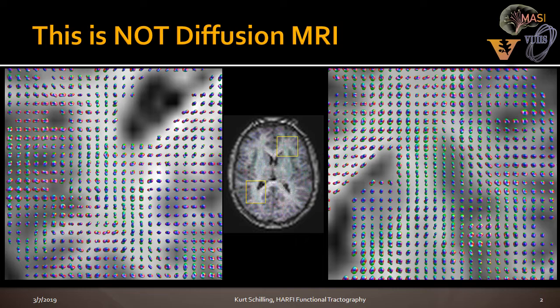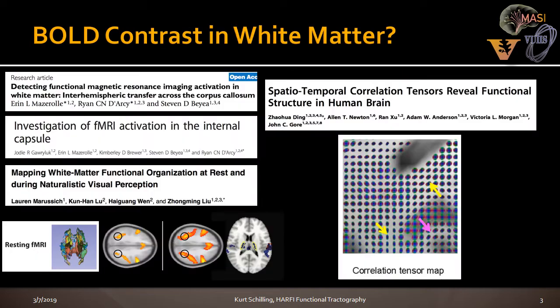So starting with this picture, this may look a lot like the diffusion MRI glyphs that we've seen for a couple decades, where these renderings point in the direction that we expect or that we think neuron or axon fibers point. But these figures were not made with diffusion MRI. This is actually created using only BOLD contrast, typical of functional MRI studies.